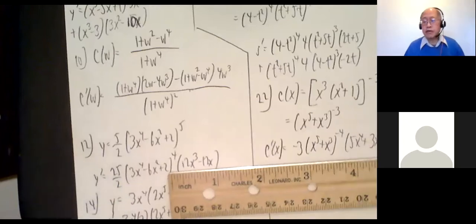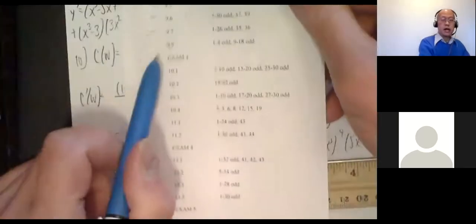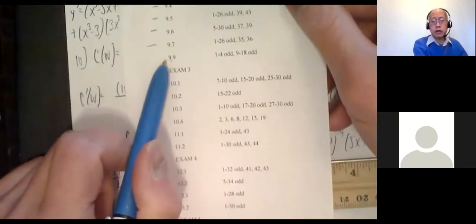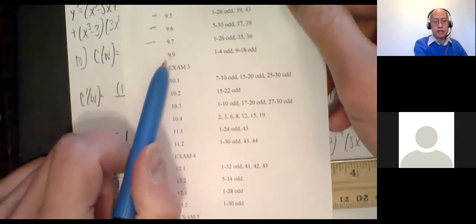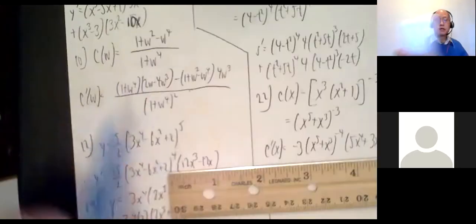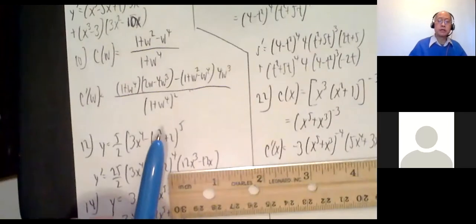Okay, so this section is not really a new section, nor is our last one, 9.9. The main idea for 9.9 is the marginal concept, marginal profit, marginal revenue, marginal cost. It still means derivative. Okay, we're just doing maybe more difficult combinations.